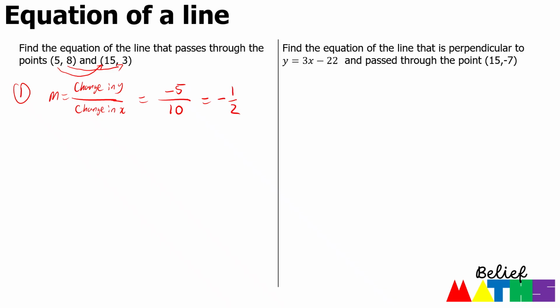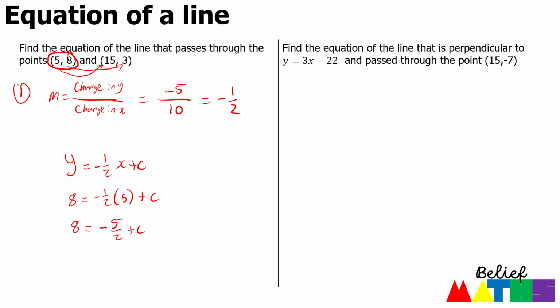Then we want to find c. So we're going to sub in one of our points. I like to use the smaller numbers. So we get y is equal to minus a half x plus c. Subbing in our values, we get 8 is equal to minus a half times 5 plus c. 8 is equal to minus 5 over 2 plus c.